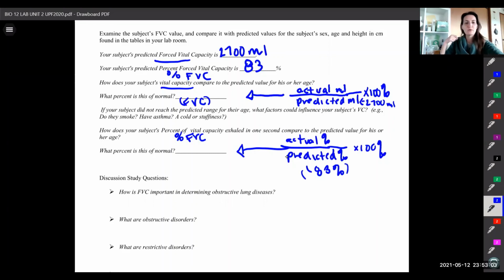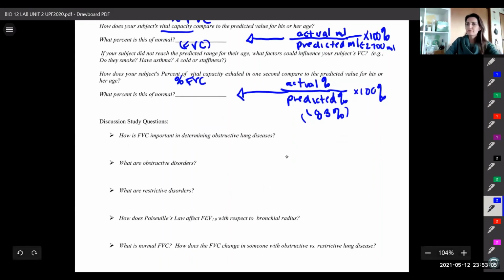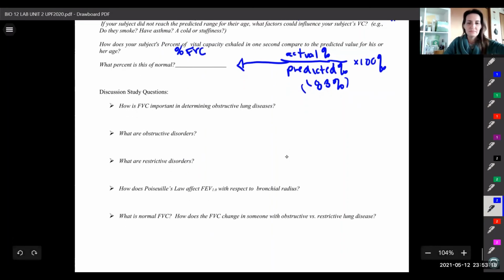And then we just have a few questions down here about the definitions for our various types of respiratory disorders, right? How to apply Poiseuille's law in terms of the resistance to airflow here as well. Okay.